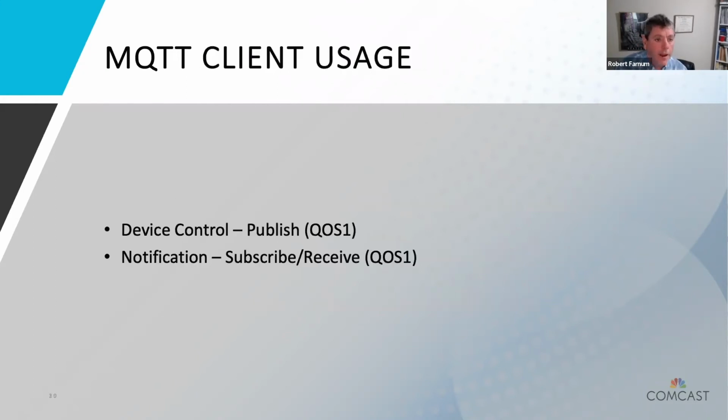So from a client usage perspective, we're going to do device control. We're going to publish to that shadow state topic the message that is the desired state. And we're going to do that publish at QoS level 1 for at-least-once delivery. And then finally, on the reported state side, we're going to have subscribed to those shadow state topics, and we're going to receive messages over QoS 1, which is the notification of the reported state of that device.